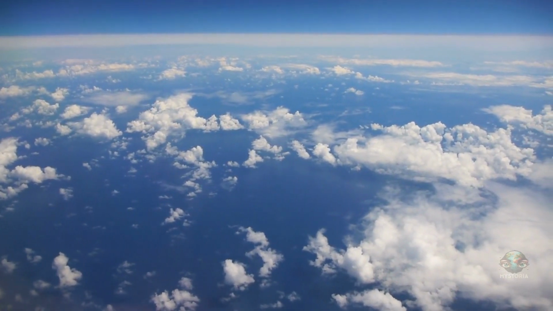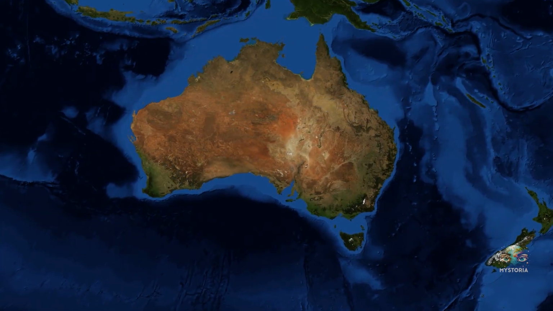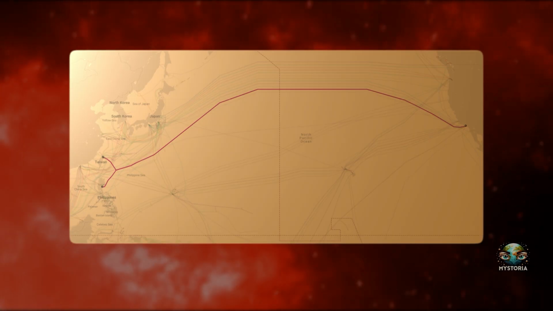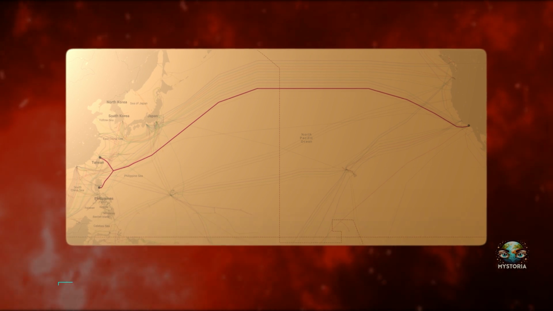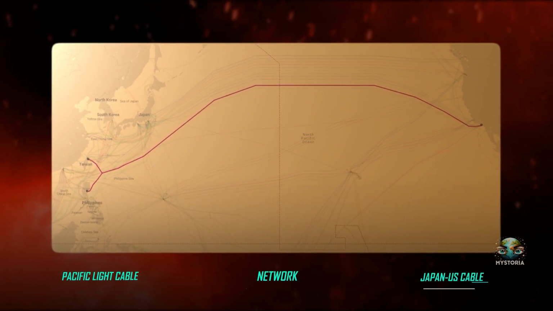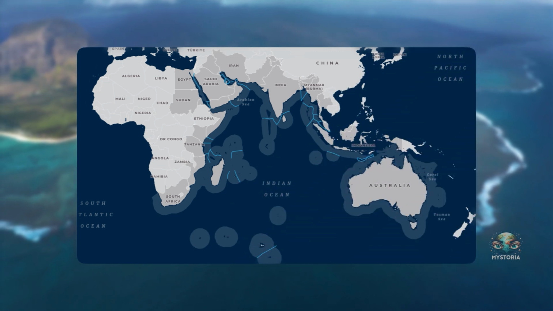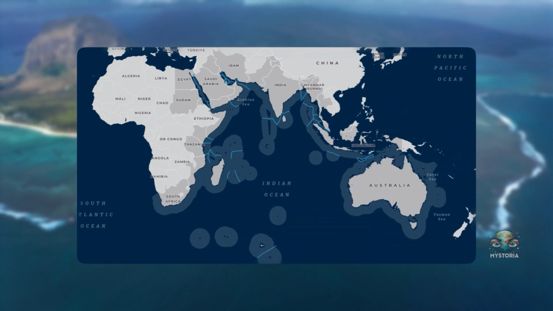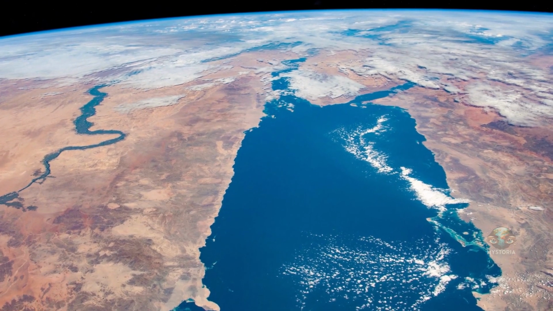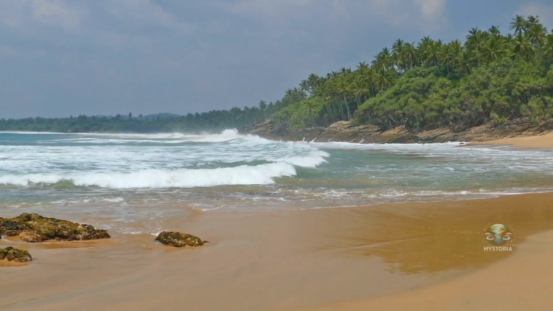However, the submarine cables of the Pacific Ocean transmit the internet between Asia, America, and Australia. It's interesting to know that famous cables like the Pacific Light Cable Network and the Japan-US cable pass through this ocean. Additionally, the Indian Ocean also establishes internet connections between the Middle East, Africa, and Asia, with the main cable routes passing through the Red Sea, the Persian Gulf, and the coasts of India.